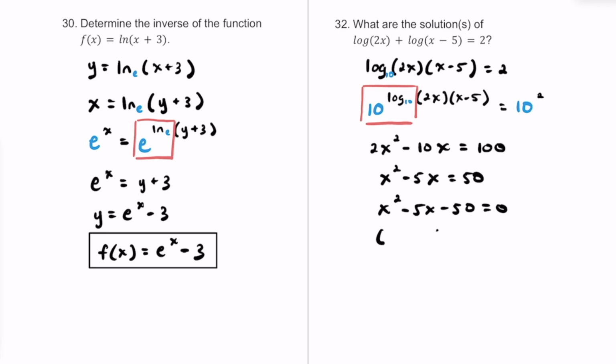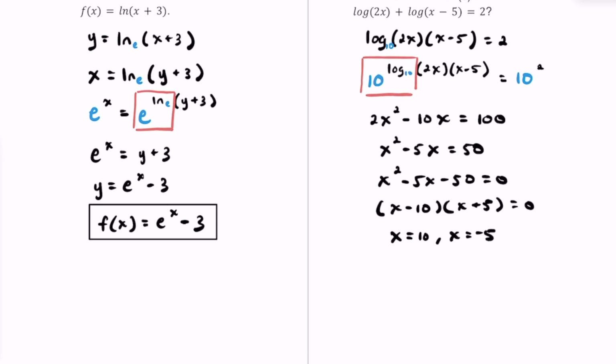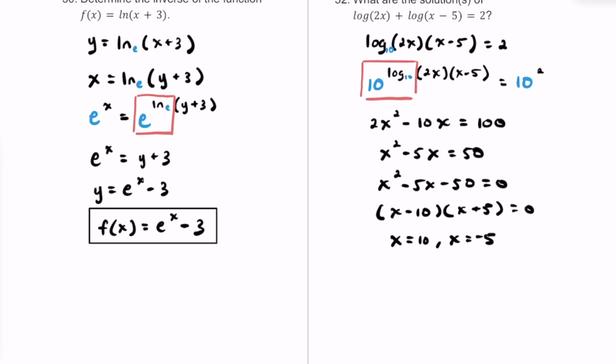I'm going to go ahead and choose to factor here because I think this works out nicely. I think it's going to be x minus 10 and x plus 5. And if we use the zero product property to make each of these binomials equal to 0, x could be 10 or x could be -5. Those would be two solutions here. All right, so we got these two solutions, but we should always check for extraneous solutions as well.